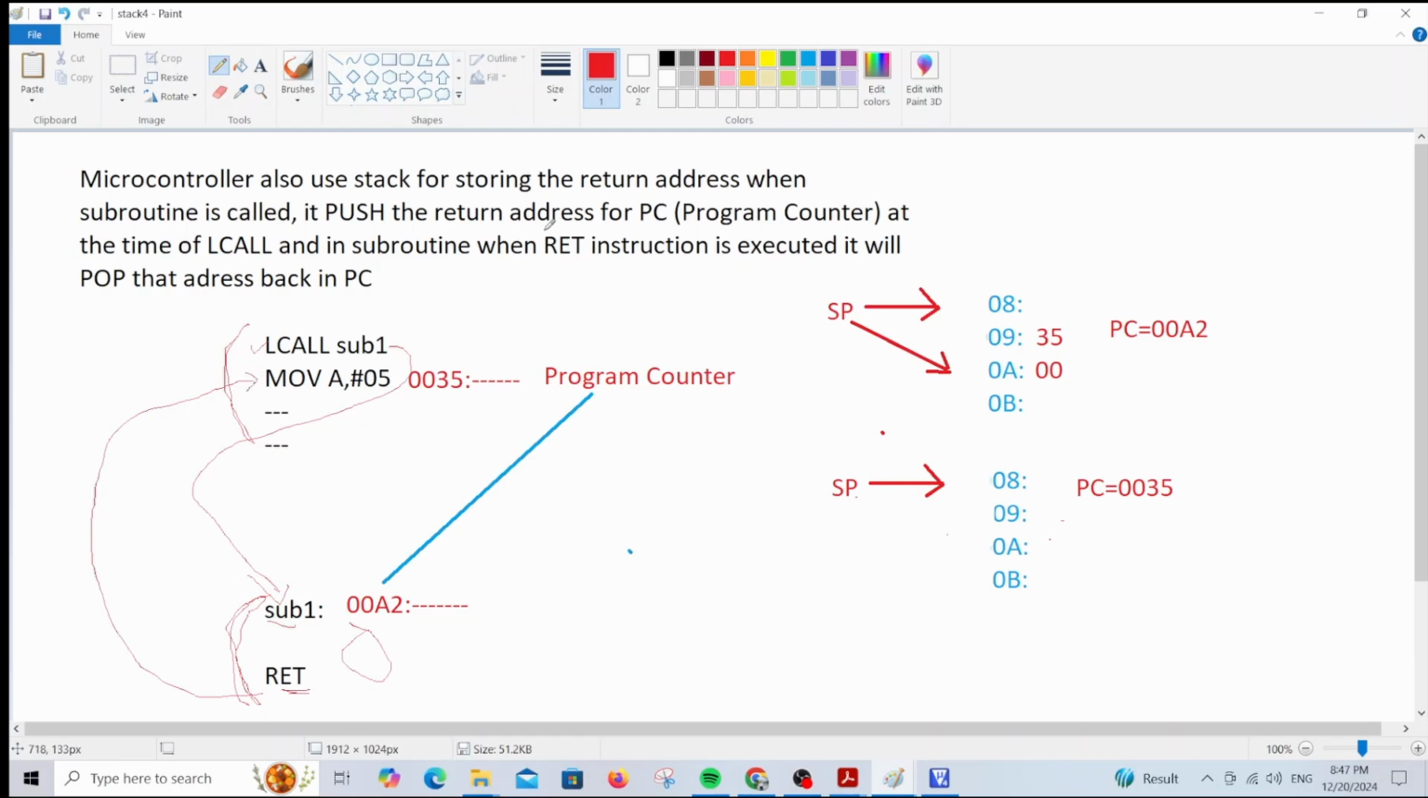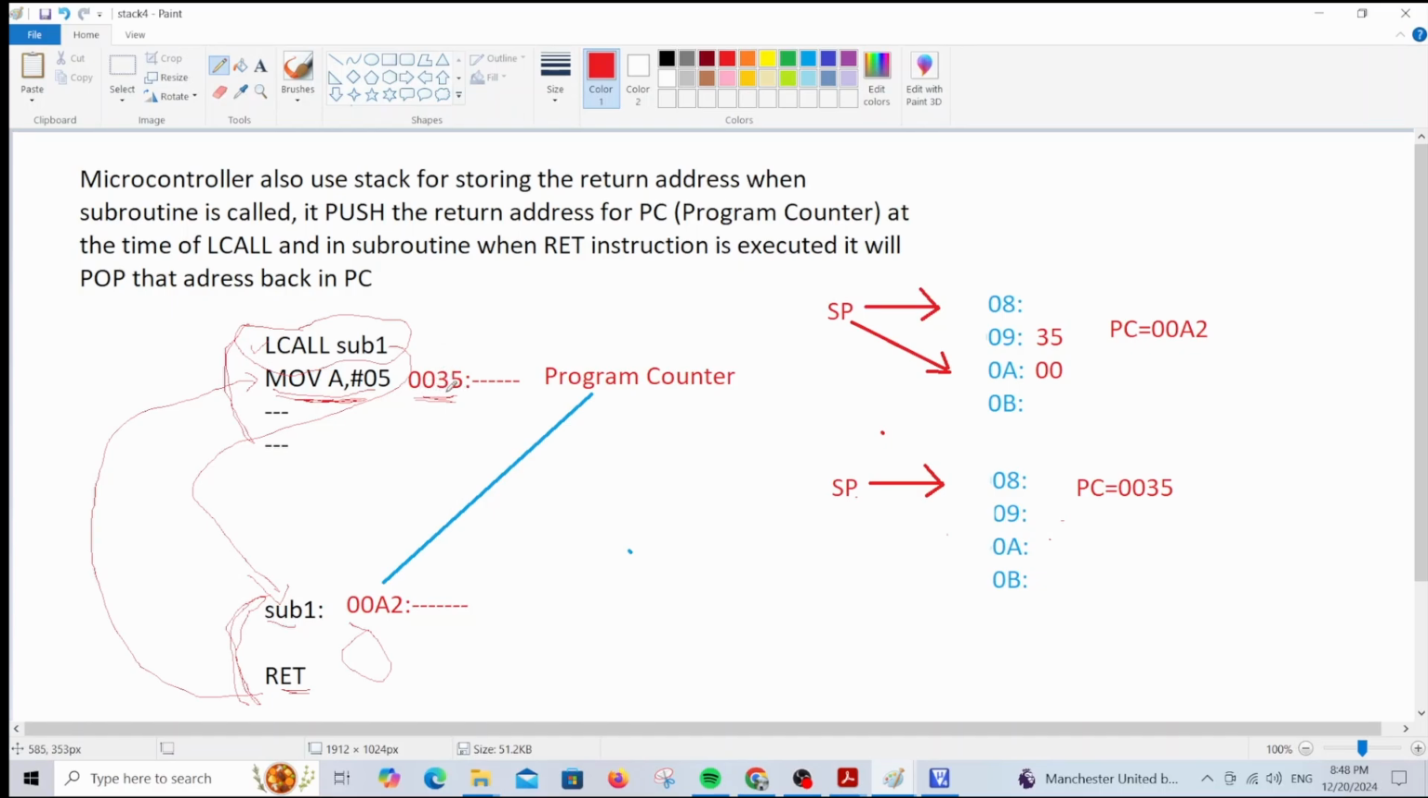So when the microcontroller wants to go to the subroutine, it should store the return address. What is the return address? See, when this LCALL is going to execute, the program counter will be showing the address of the instruction to be executed next. So by default, the program counter is showing 0035. Suppose 0035 is the address of this instruction. This instruction is stored in code memory. So there is some code available from, suppose, location 0035.